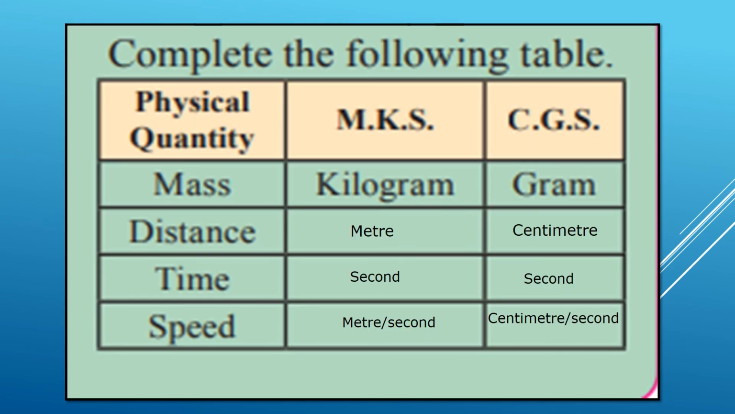Now complete the following table. Physical quantities given are mass, distance, time and speed. In the MK system, mass has the unit kilogram. In the CGS system, mass has the unit gram. In the MK system, distance has the unit meter, and in the CGS system, distance has the unit centimeter. In both systems, time is measured in seconds. Speed has the formula distance upon time, and due to that speed has the unit meter per second in the MK system and centimeter per second in the CGS system.